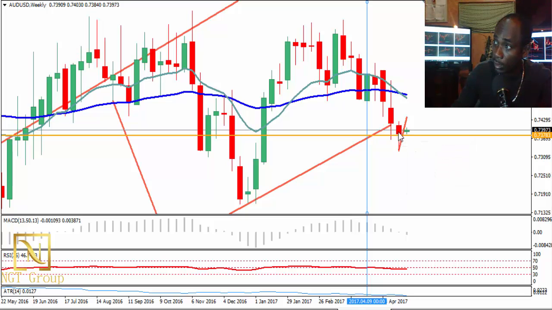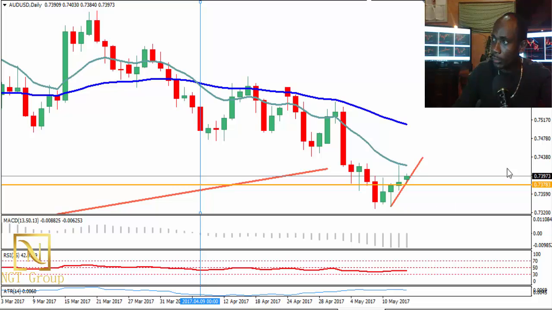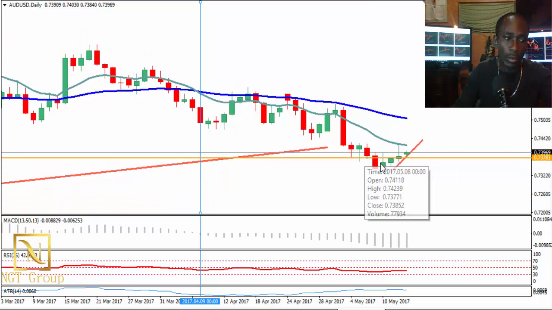We want to ideally see this trend line broken, and ideally below the 73783 level, and then we'll be looking to short it. We'll be happy to short it from here.